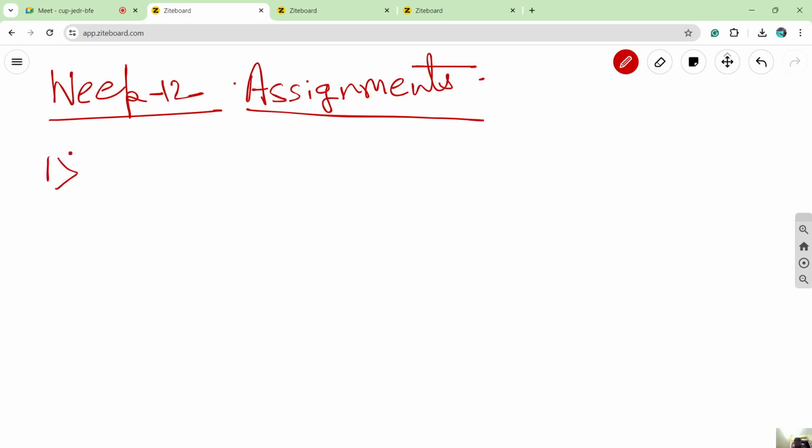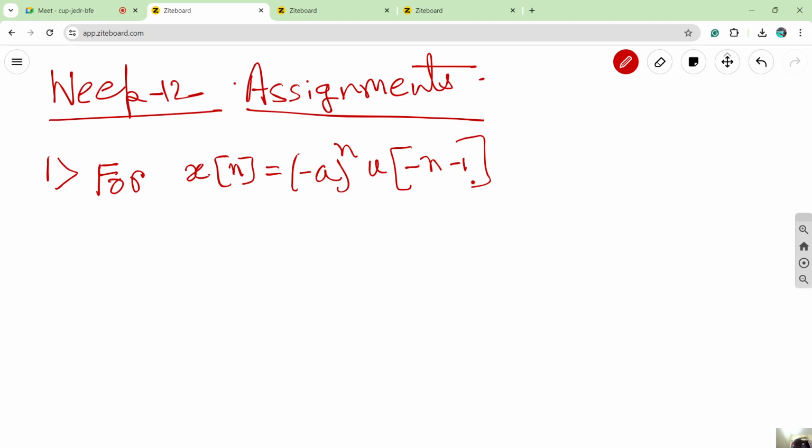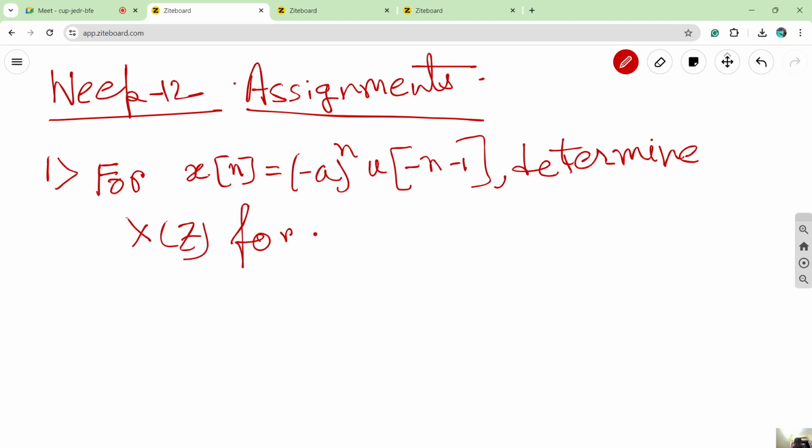So, the first question is: for a sequence x of n equal to minus alpha to the power n u of minus n minus 1, determine X of z for mod of z less than or equal to mod of alpha.